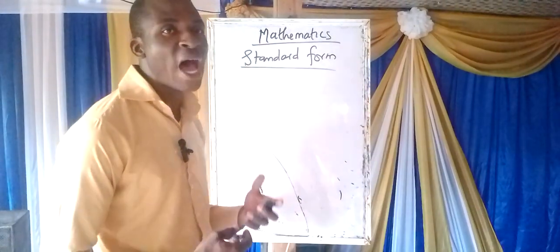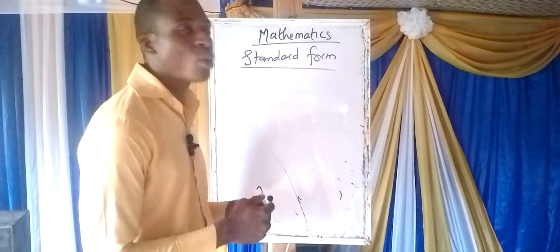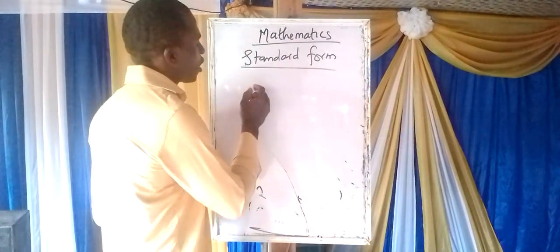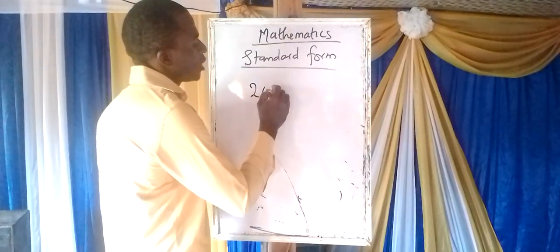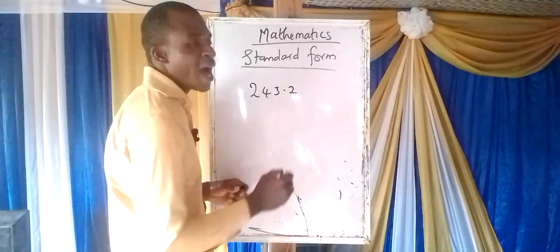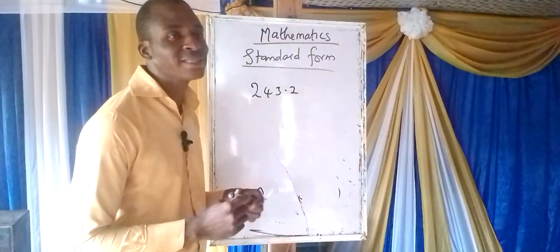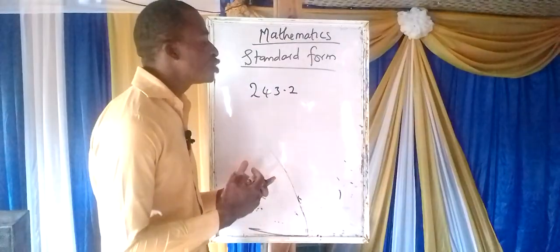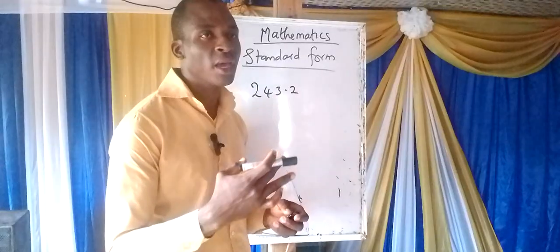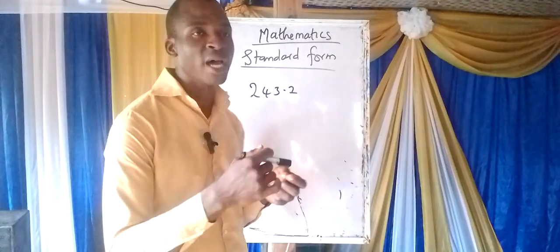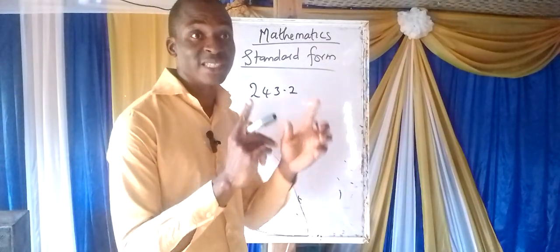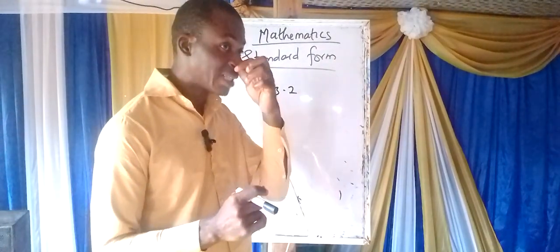The confusion that we normally have when we are dealing with standard form is what I want to explain in this video. For example, if you are dealing with a number like 243.2, we are asked to express it in standard form. The way we normally do it is that we write the number so that there is a point after the first digit, which is one significant figure. That's the way we normally do it.